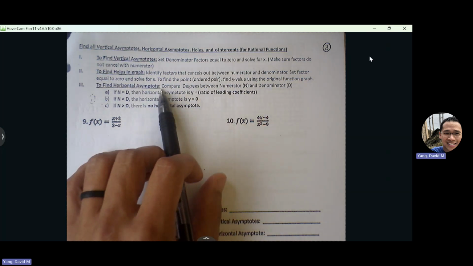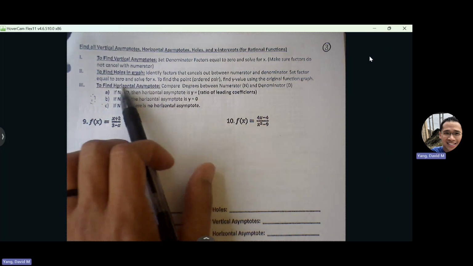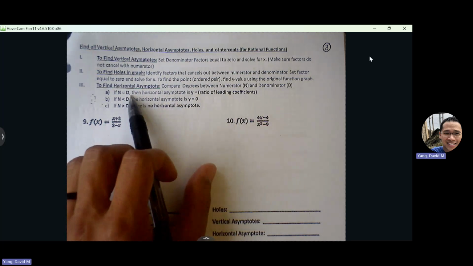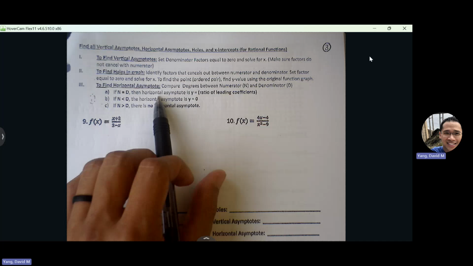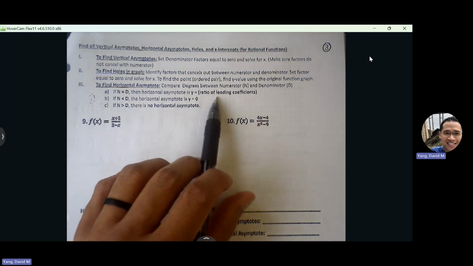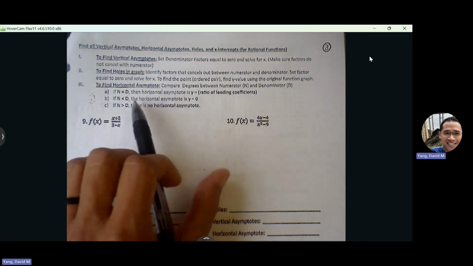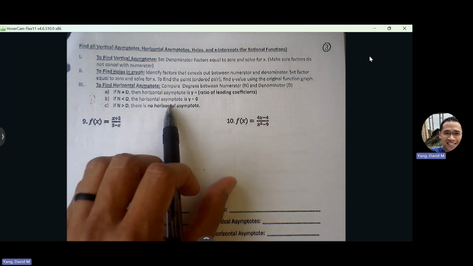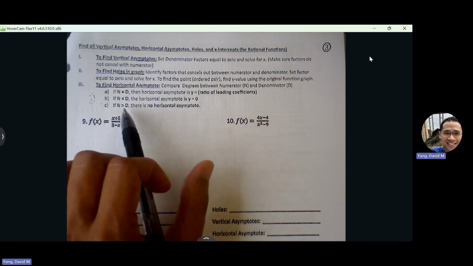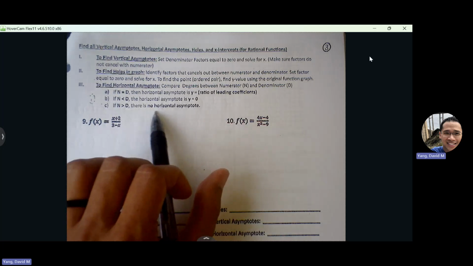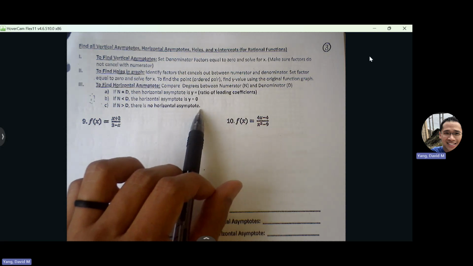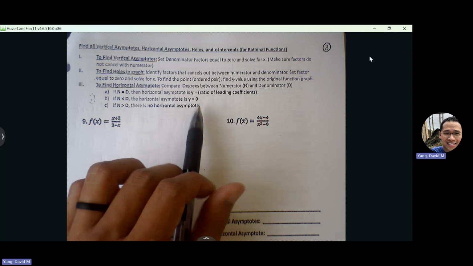To find horizontal asymptotes, this is going to be end behavior. We compare degrees between numerator and denominator. If the numerator and denominator have the same degree, then the horizontal asymptote is just the ratio of the leading coefficients. If the numerator is less than the denominator, meaning the denominator is greater, then the horizontal asymptote is always at y equals 0. And if my numerator is greater than denominator, then there is no horizontal asymptote. The graph is headed towards either positive or negative infinity on both sides as end behavior.